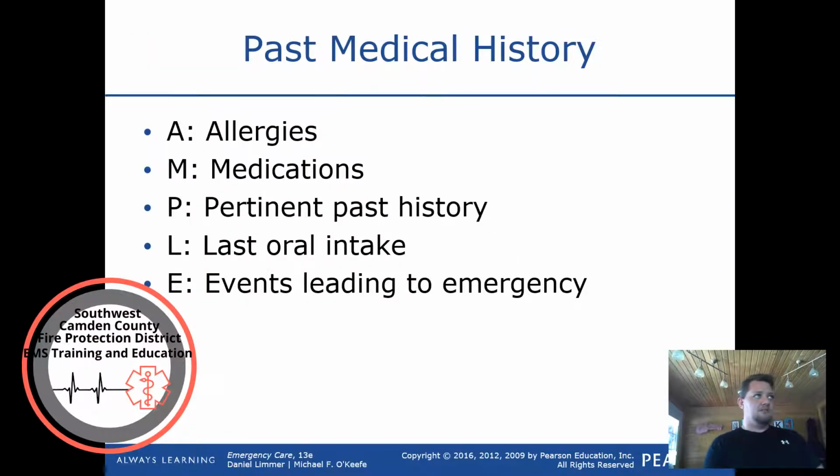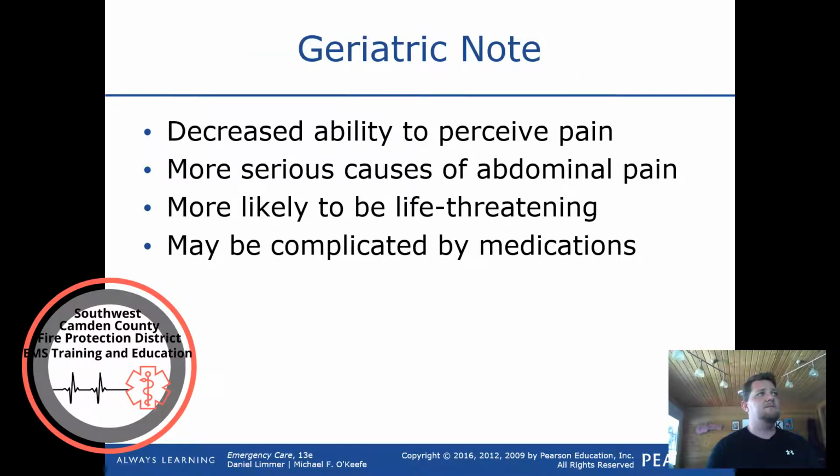Okay. So for our past medical history, we're going to go into our SAMPLE: signs and symptoms, allergies, medications, past pertinent medical history, last oral intake, and any events leading up to the emergency. Okay, so on a geriatric note, they have a decreased ability to perceive pain. Serious causes of abdominal pain are more likely to be life-threatening, and they may be complicated by medications as well.